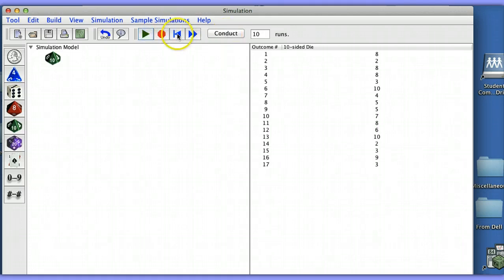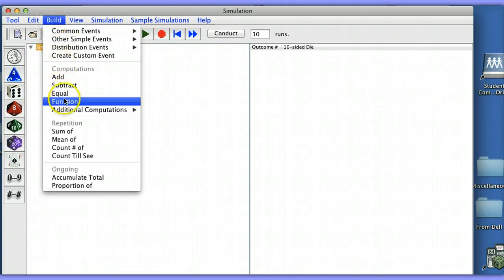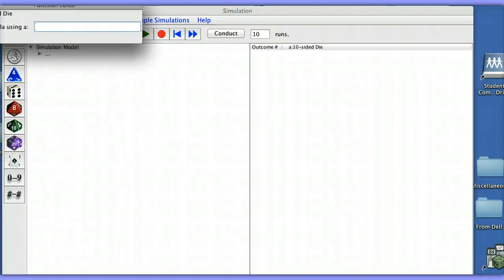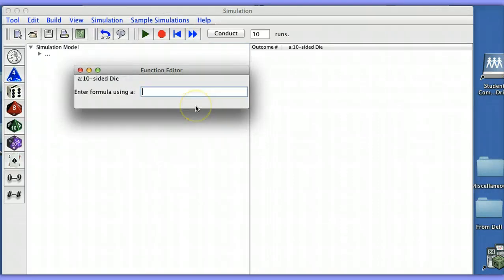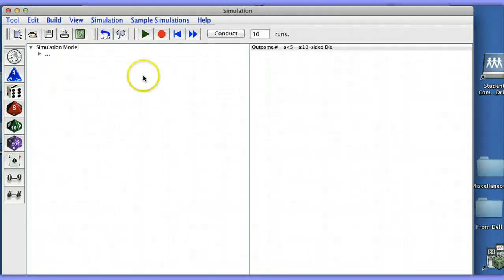We can see that this is showing the outcomes for rolling this fair 10-sided die. So I'm going to reset this. I'm going to say that the outcomes 1, 2, 3, or 4 represent a person with type A blood. That would correspond to 40% of the rolls on a fair 10-sided die. So we're going to build a function. And we are going to say that we want to look for A less than 5. That would correspond to rolling a 1 through 4. I'll hit enter. And let's take a look at the outcomes.